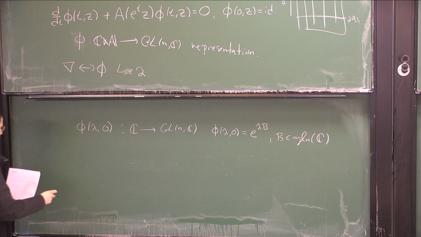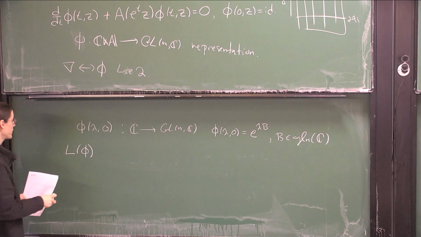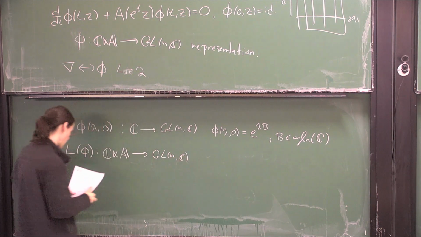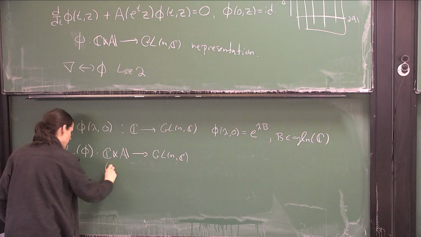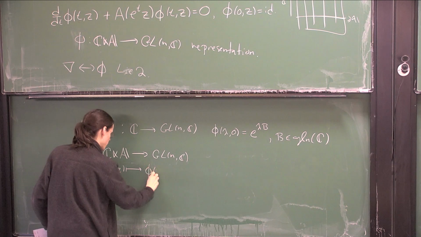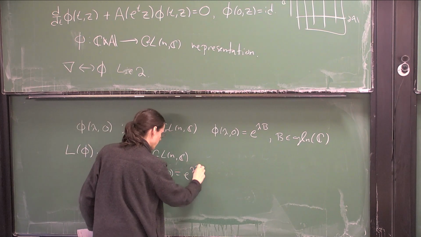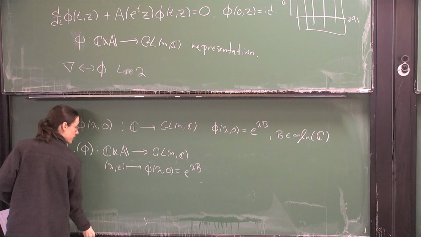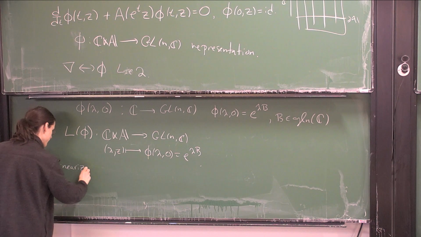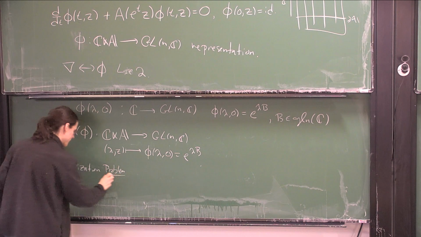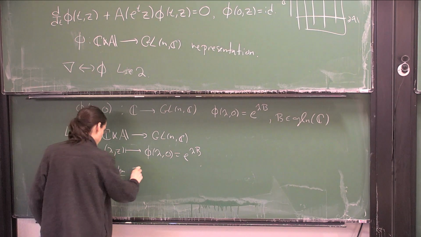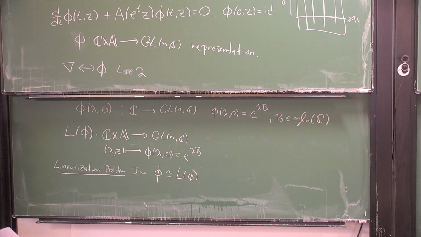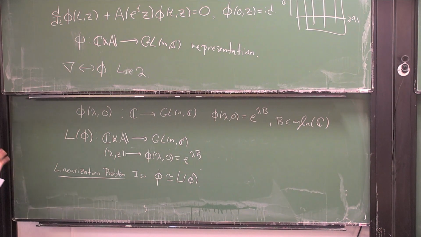And so what we can do is define a linear approximation of our representation. The way that this is defined is just using this. It sends lambda z to just the original phi at 0, e to the lambda b. That's the linear approximation. And so the linearization problem is to find an isomorphism between phi and its linear approximation. So that's the analog of finding a gauge transformation that puts the differential equation into that special form.